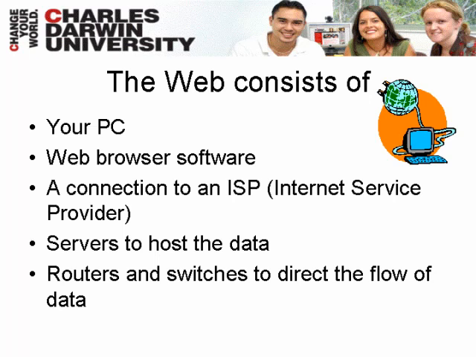So the web consists of your PC, the web browser, the connection to the ISP, the server, and the router and switches, which are the traffic lights that help direct the flow of data and make it much more efficient, so there are no collisions, no accidents.